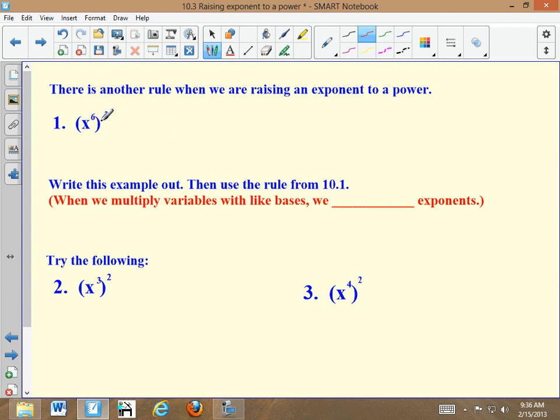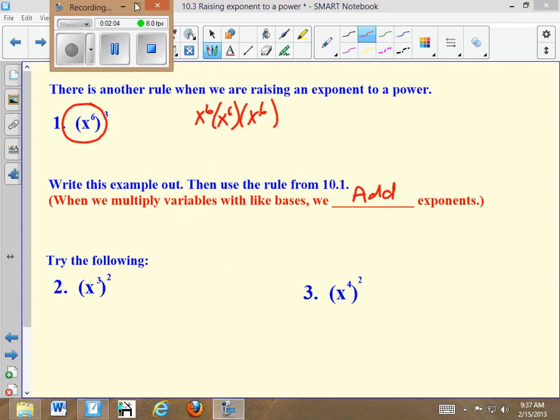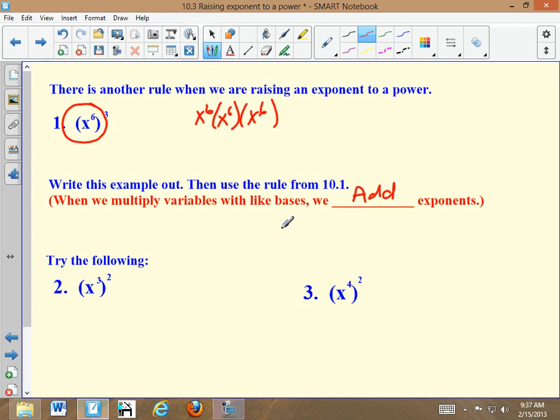Well, we know the rule. You add exponents when you're multiplying like bases. X to the 6th power raised to the 3rd power. Exponents tell you how many times to multiply the base by itself. Well, when you have a power to a power, now this becomes your base. So I have x to the 6th times x to the 6th times x to the 6th. And we know that when you multiply variables with like bases, you add the exponents. Okay, so 6 plus 6 is 12, plus 6 is 18. This equals x to the 18th power.